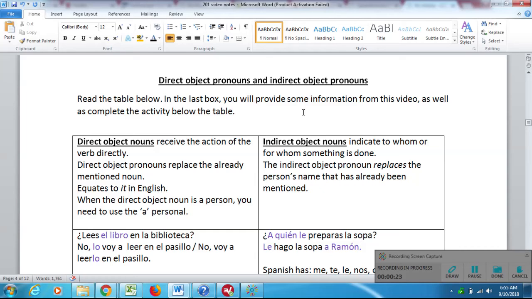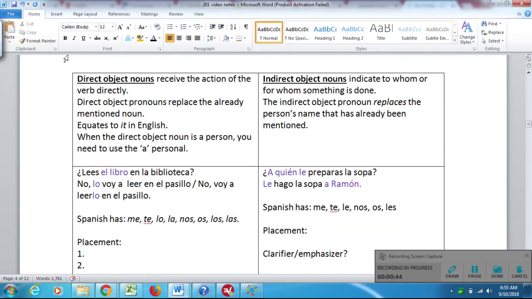Hola, en este video vamos a hablar de los direct object pronouns and indirect object pronouns. So, we're going to compare using this table below. In the last box, you'll provide some information that we cover in this video, as well as complete the activity. So, let's get started.